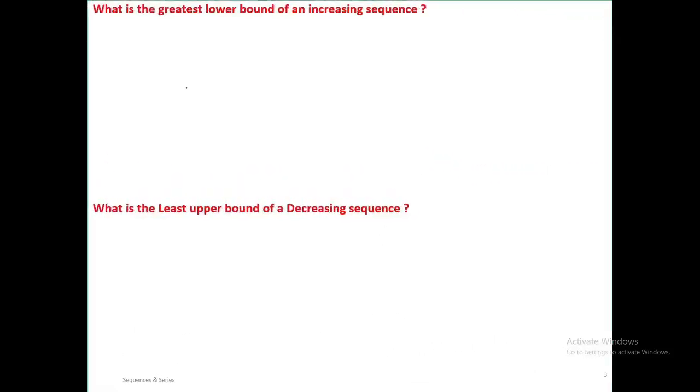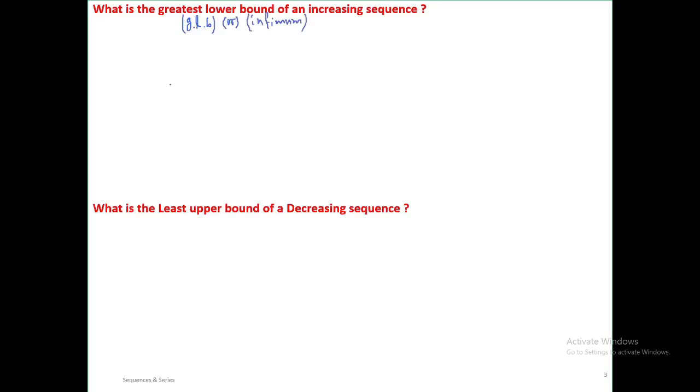Look at this. Think over this and answer these questions. What is the greatest lower bound? That means GLB, greatest lower bound. What does that mean? Infimum. One more terminology is infimum. The question is asking about the infimum. What is the infimum or greatest lower bound of an increasing sequence?